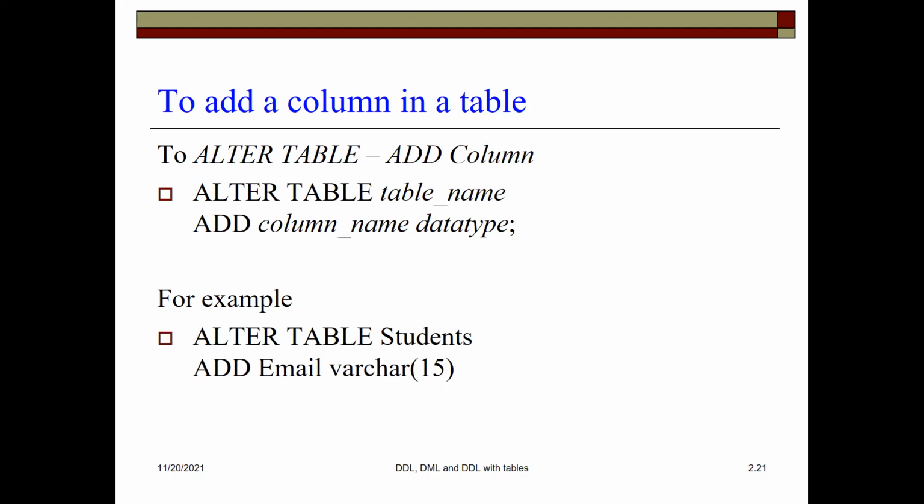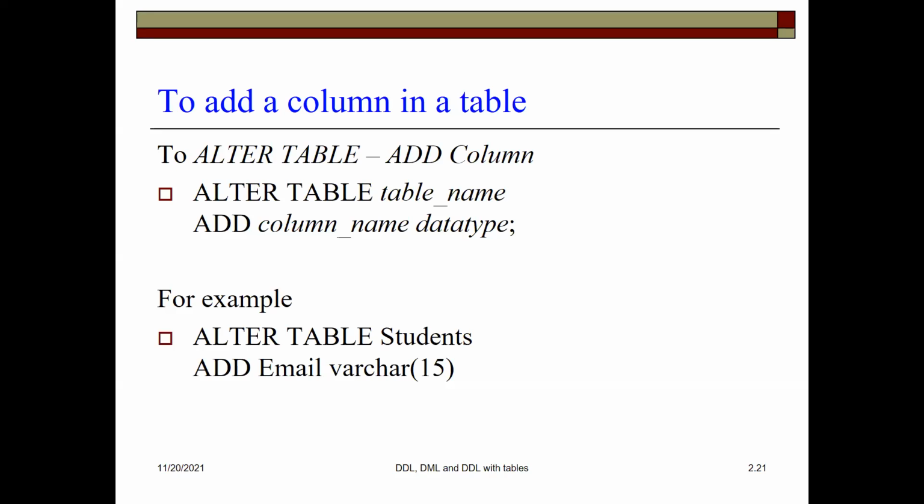Remember the other syntax that we saw? Create table student, and then you specify the attributes that you're going to have in that table. Then you specify the constraints and then the data types. But after you have created the table and it is already in the database, now you want to add a particular column to that table. Now you use an alter statement.